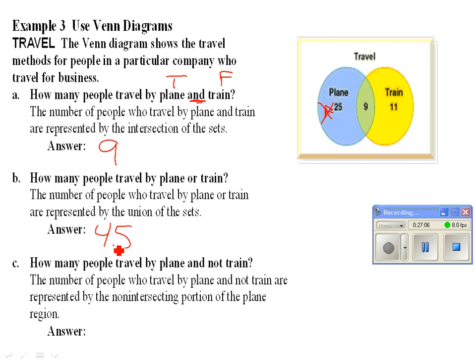How many people travel by plane and not train? 25, yeah. So make sure you're careful with those Venn diagrams. They get confusing if you rush through them, even though they seem sort of easy.